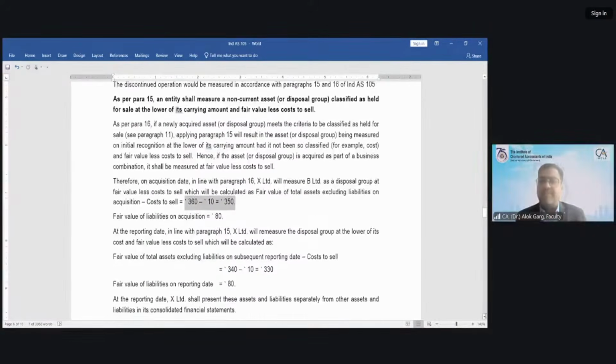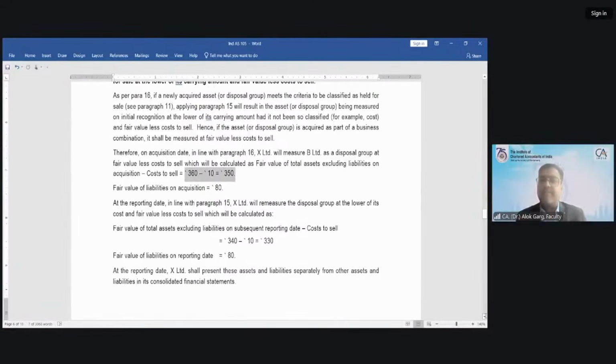It is given in the question. Yes, sir. So it was 360 on the acquisition date. 10 rupees is the cost to sell. 350 is the fair value less cost to sell on the acquisition date. On the reporting date, the fair value is 340, and 10 rupees is the cost to sell.